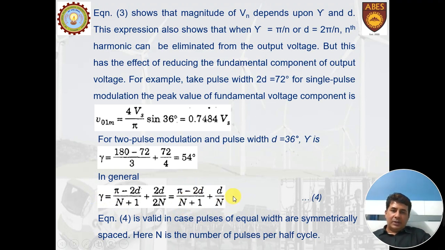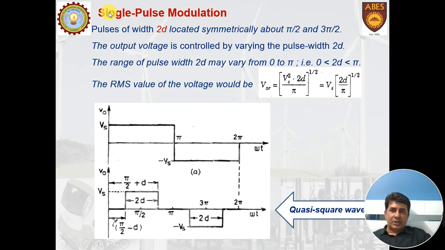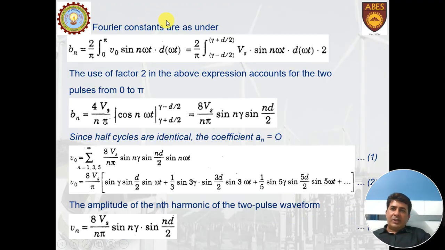Let us compare this multiple pulse modulation with the single pulse modulation and see which is better. Here we have made its Fourier analysis, and by Fourier analysis we have got this as the voltage equation. If we wish to find the amplitude of the nth harmonic, then the nth harmonic is given by Vn equals 8 Vs upon n pi, sin n gamma, and this other term.